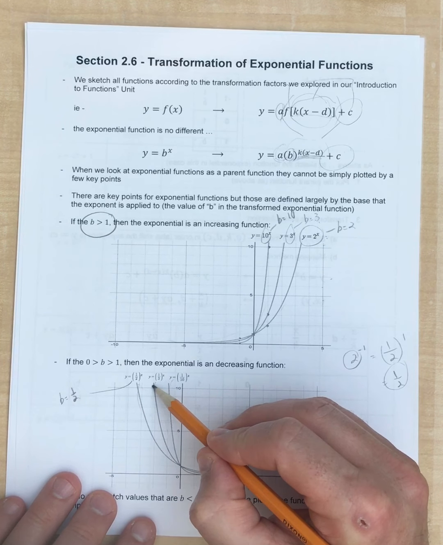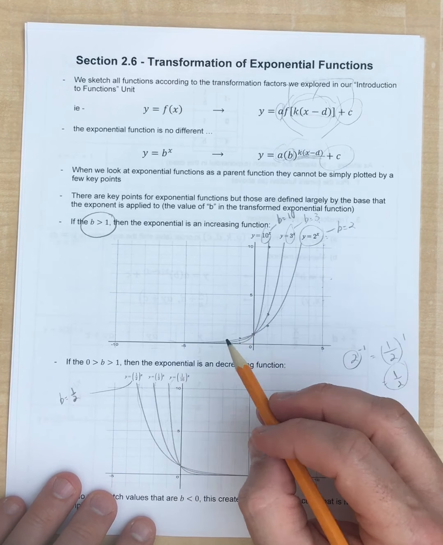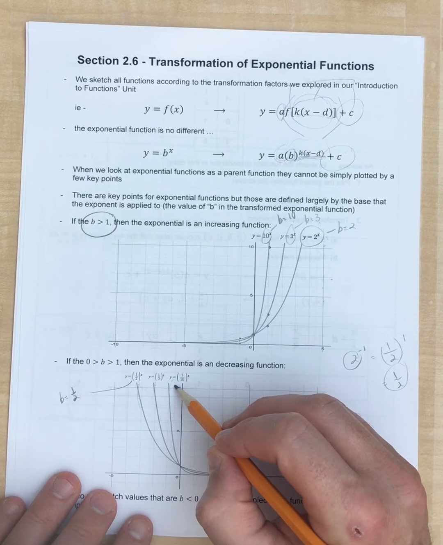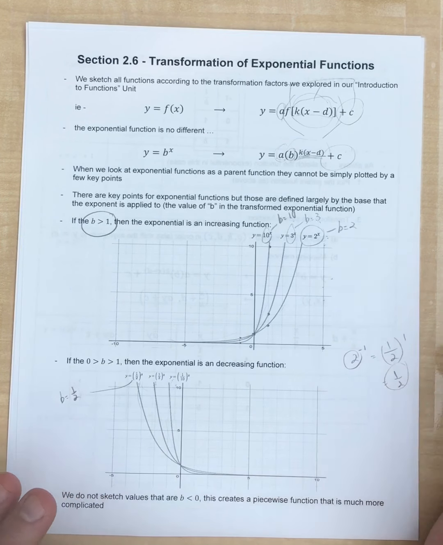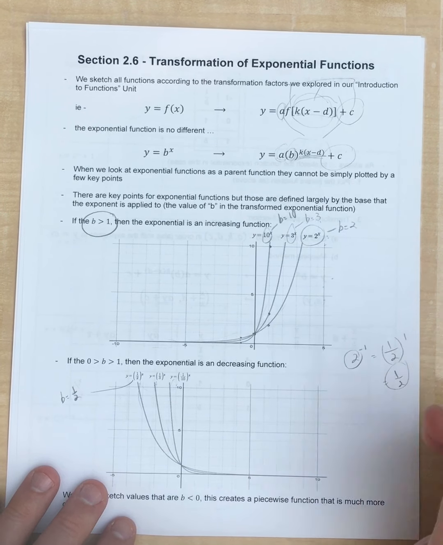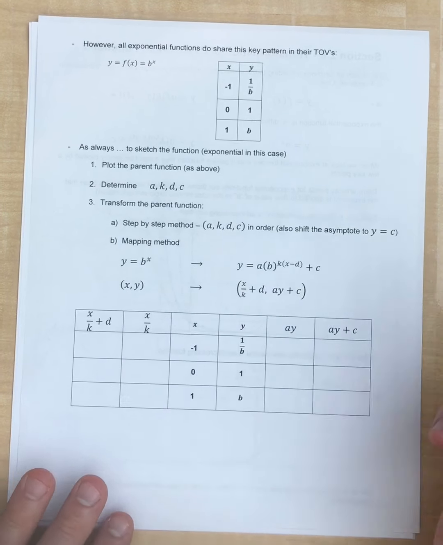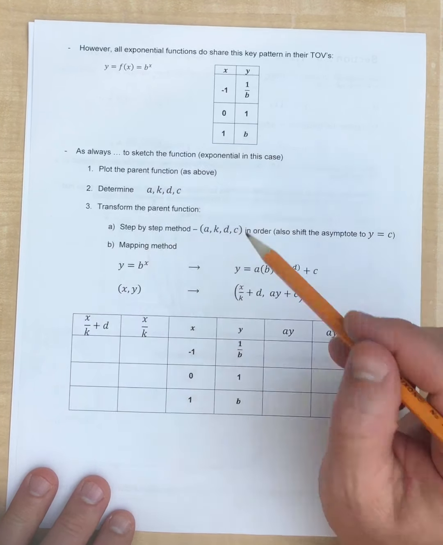If I multiply it by a third, it gets smaller. And if I multiply by 1/10, it gets smaller. Okay? And as a result, the more dramatic the number, the more dramatic the change. And it's pretty consistent otherwise. Okay? However, all exponential functions do share this key pattern.